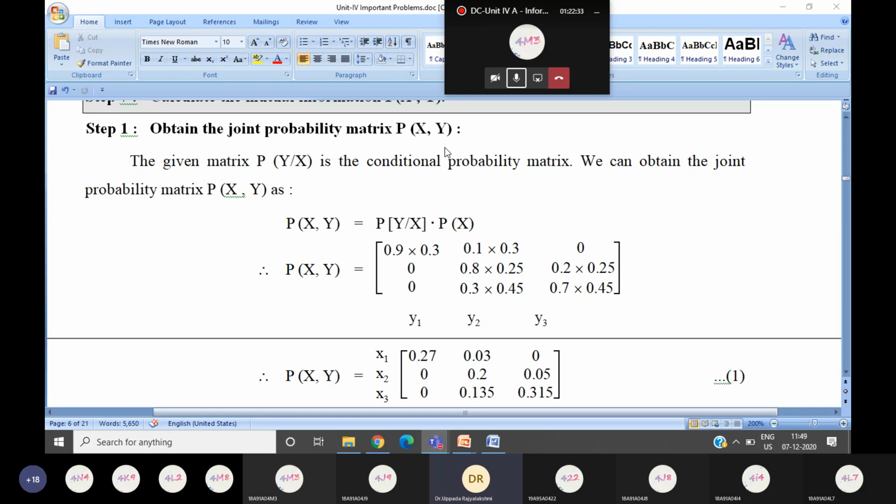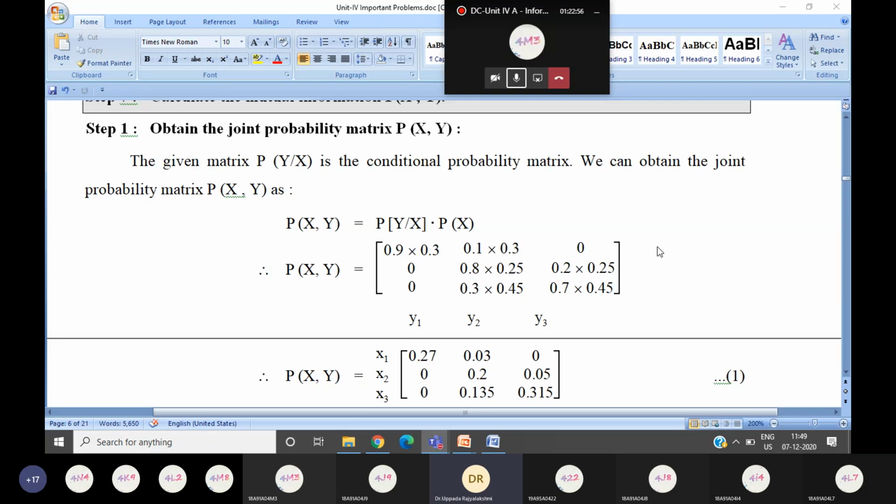Obtain the joint probability matrix P of xy as P of y by x into P of x. So what is P of y by x? 0.9, 0, 0. You can write down the same matrix multiplied by P of x. What are the elements in P of x?